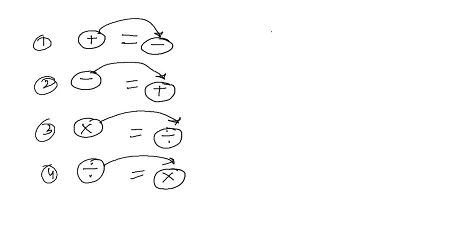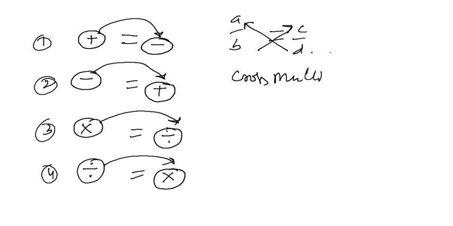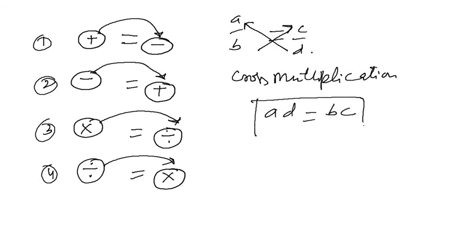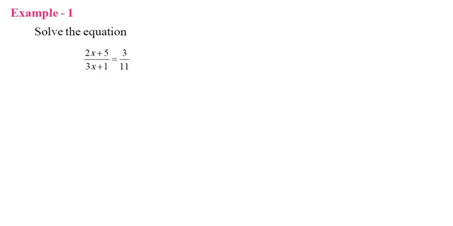Another one is the cross multiplication. If you have a fraction like this, there is a rule that is the cross multiplication. What is the cross multiplication? It is AD is equal to BC. So you can do it like this and solve the equations. Now let us see this in a problem.